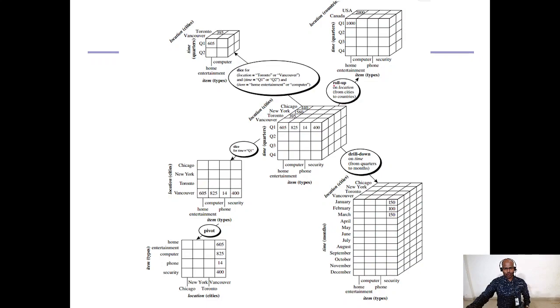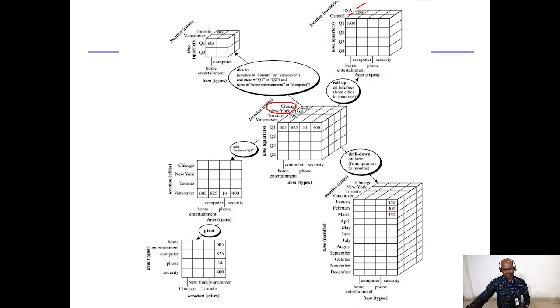When we roll up, we are going for higher levels of hierarchies. Here Chicago and New York belong to the country USA, and Toronto and Vancouver belong to the country Canada. When rolling up, we go to a higher level hierarchy, so instead of cities we are analyzing the data of a country. So this is about roll-up.